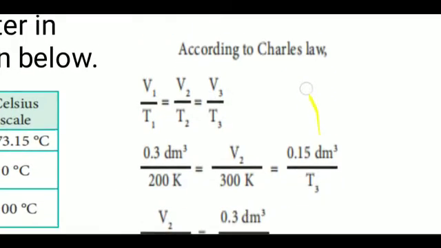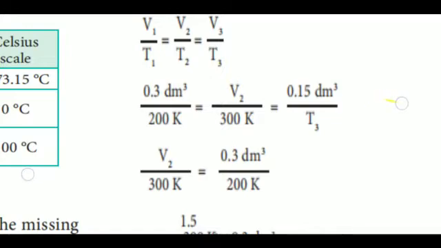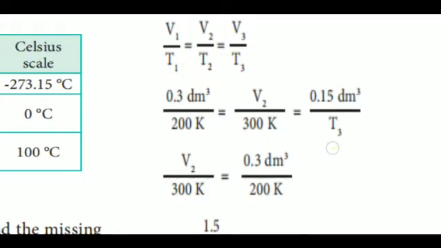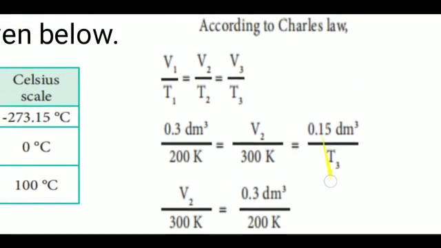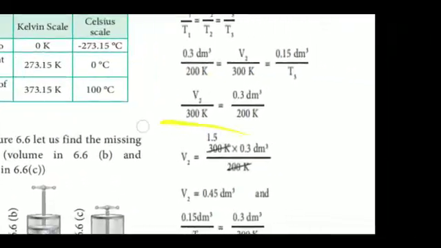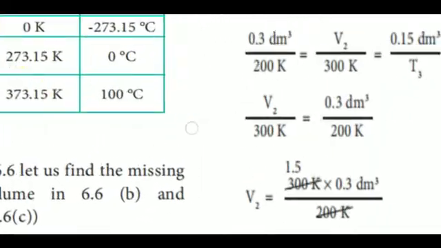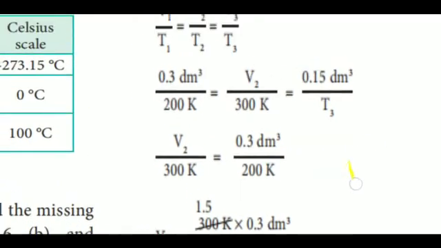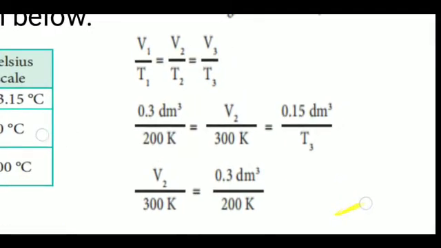Now we are going to substitute the given data in the formula. What is that? 0.3 decimeter cube divided by 200 Kelvin is equal to V2 divided by 300 Kelvin, that is equal to 0.15 decimeter cube divided by T3. Now we first calculate the value of V2. For that calculation, we pick the first two. That is V1 by T1 is equal to V2 by T2. Then V2 by 300 Kelvin is equal to 0.3 decimeter cube divided by 200.